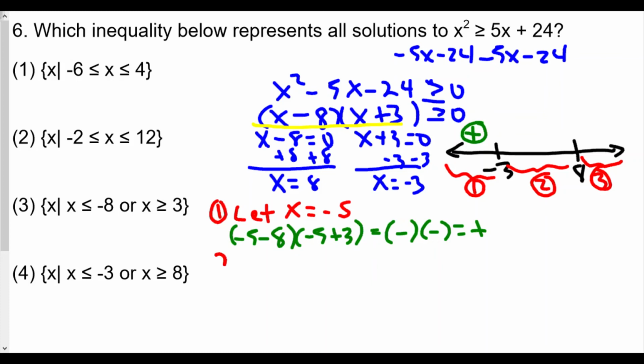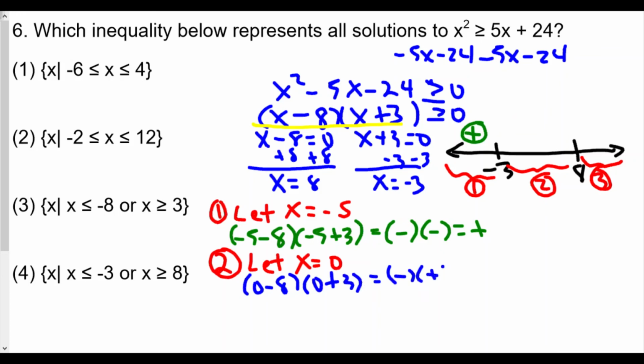Region 2. That's between -3 and 8, and for those situations, I like letting my x equal 0, because 0 is a nice number to work with. Pretty easy to calculate. So we're plugging in 0 for x, so we have (0 - 8)(0 + 3). That's equal to a negative number times a positive number. That's equal to a negative result. And so that means in this case, if you pick a number between -3 and 8 for x, you get a negative result. And then finally, for region 3, I want a value of x greater than 8.